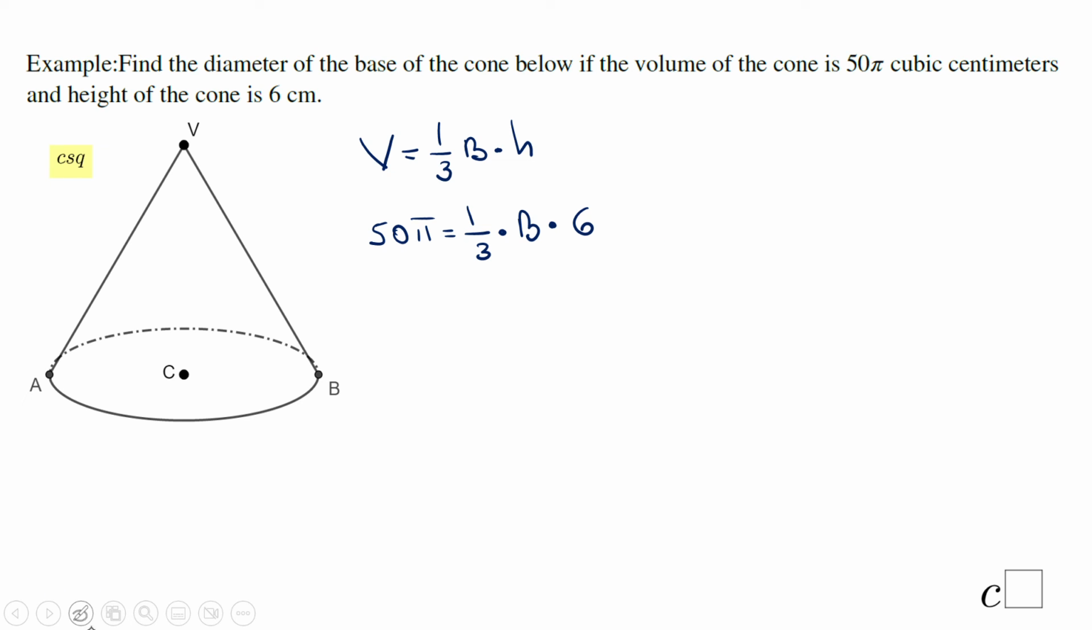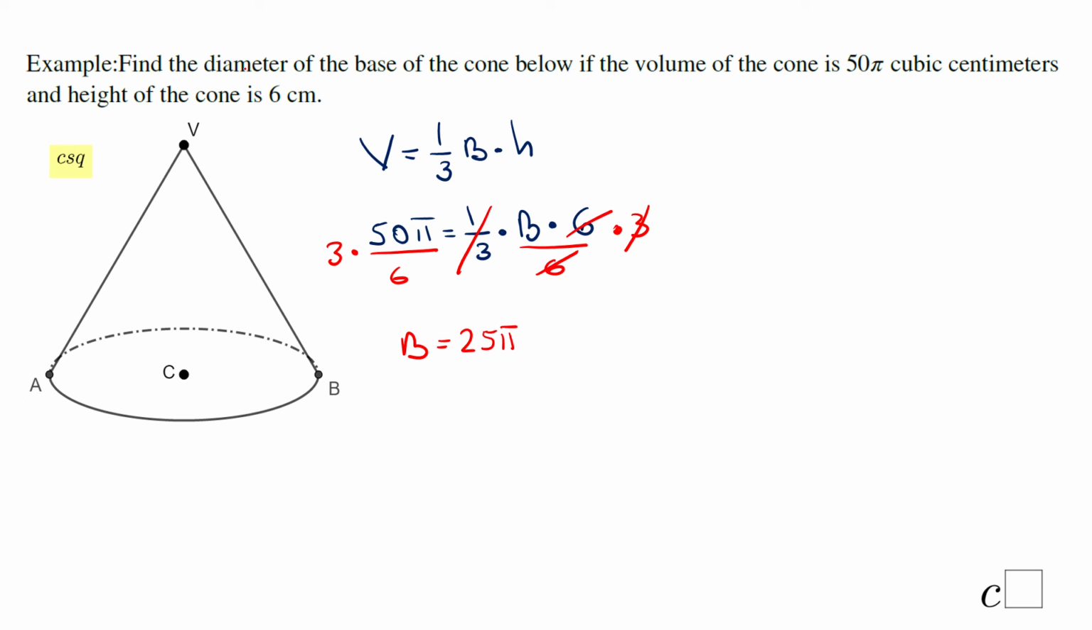So in this equation, we're going to find this B. So I will do something very similar we did in the other problem. Multiply by 3 to get rid of the 1/3. Divide by 6 to get rid of the 6. The same thing on the other side. Divide by 6 and multiply by 3. So we have B equals, keep the pi there, it doesn't bother us, you'll see it, 3 times 50, 150, divide by 6, that will be 25 pi. The area of the base is 25 pi.